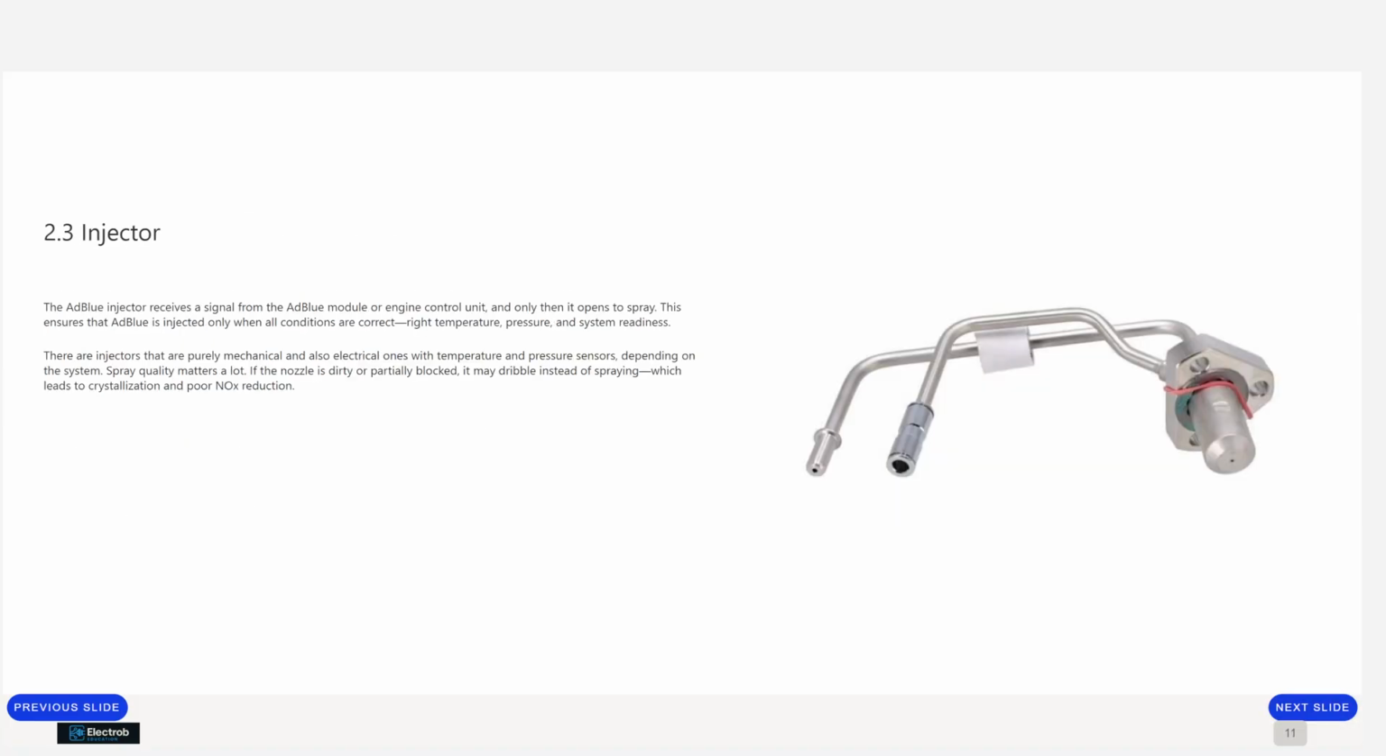The AdBlue injector receives a signal from the AdBlue module or engine control unit, and only then does it open to spray. This ensures that AdBlue is injected only when all conditions are correct: right temperature, pressure, and system readiness. There are injectors that are purely mechanical, and also electrical ones, with temperature and pressure sensors, depending on the system. Spray quality matters a lot. If the nozzle is dirty or partially blocked, it may dribble instead of spraying, which leads to crystallization and poor NOx reduction.